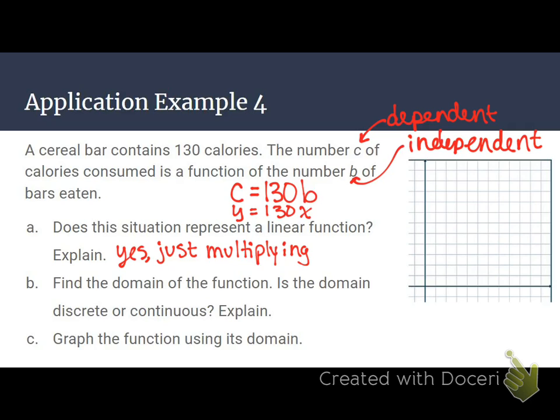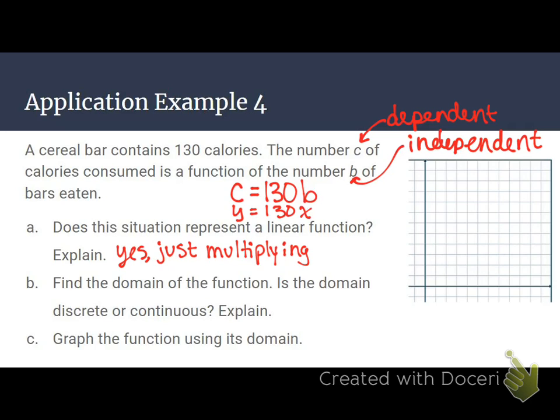Find the domain of the function. Is the domain discrete or continuous? Now on this one, when we talk about our domain, is it just going to be whole numbers? If you start eating a cereal bar, you have to finish it? No. This kind of goes back to the whole candy bar thing. Just because you start it doesn't mean you have to finish it.